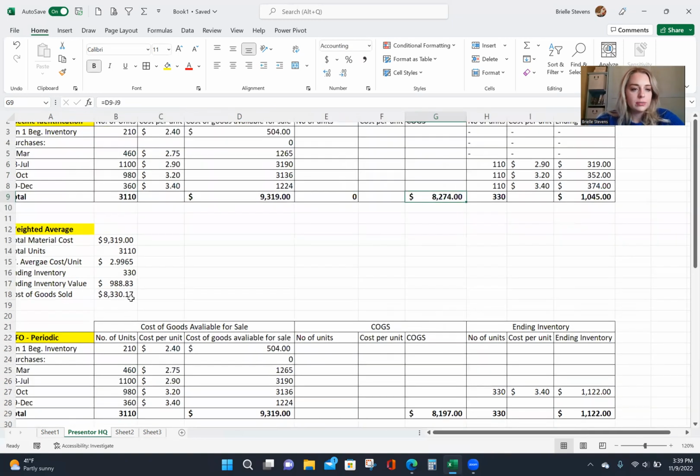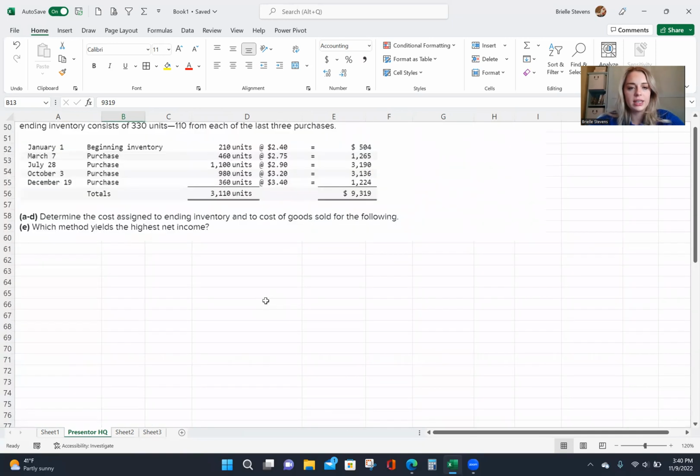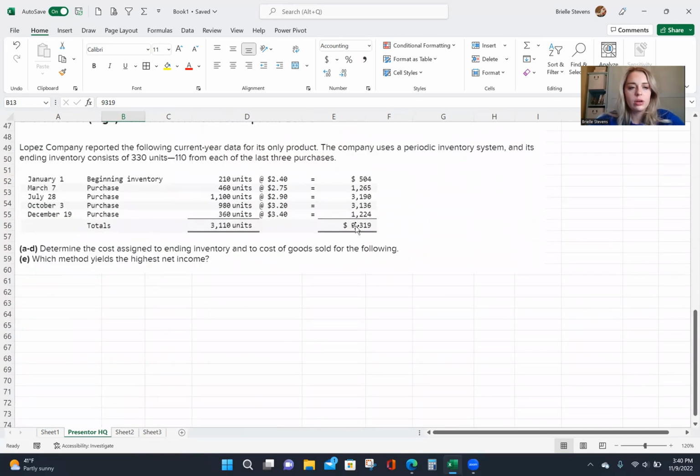Weighted averages. Again, so this one, for time purposes and just to show, I didn't have an example of this one done to the same extent. So it just demonstrates right here. The total material cost, which again is given, the 9,319.